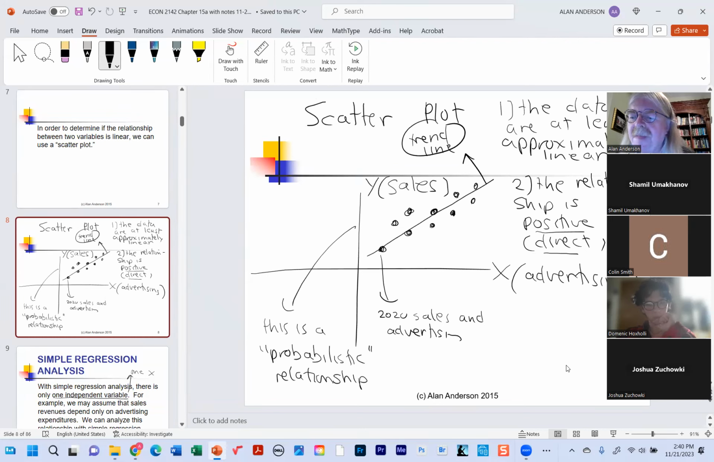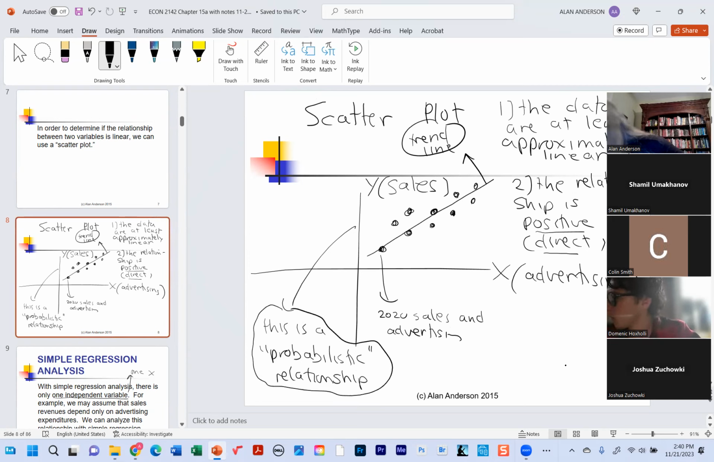Now, at the same time, there's something interesting going on here. If you notice, those points are not all right on the line, are they? In other words, this is what you'd expect to see with real-world data. The relationship between the two is not going to be perfect. So we have what's sometimes called a probabilistic relationship, which means there's going to be some deviations from one point to the next. So keep that in mind as we go along. There's always going to be discrepancies.